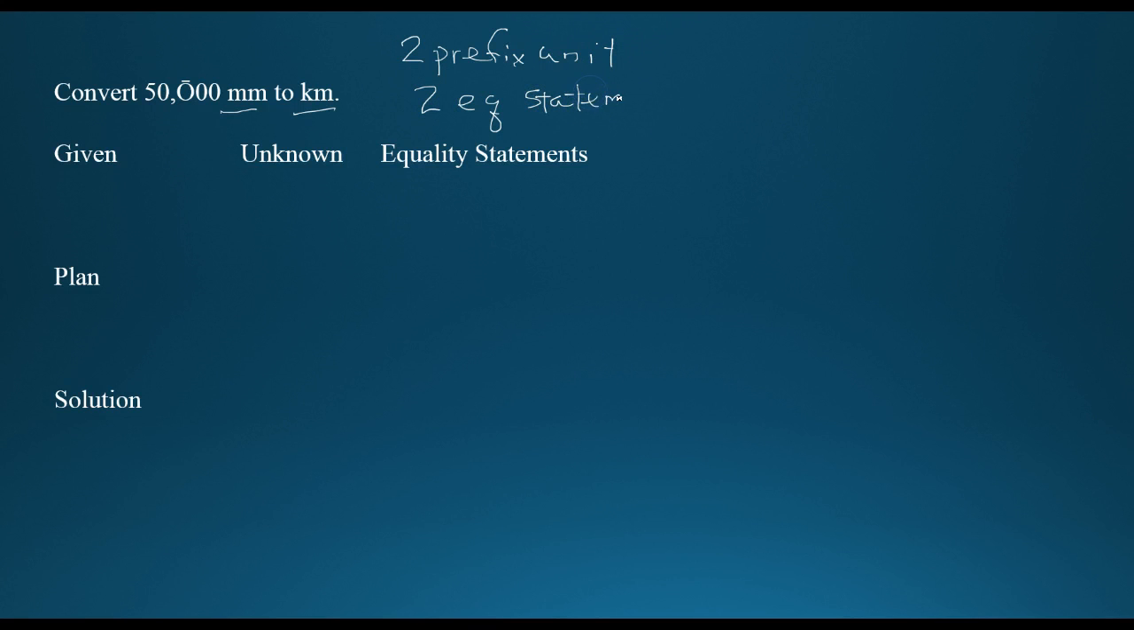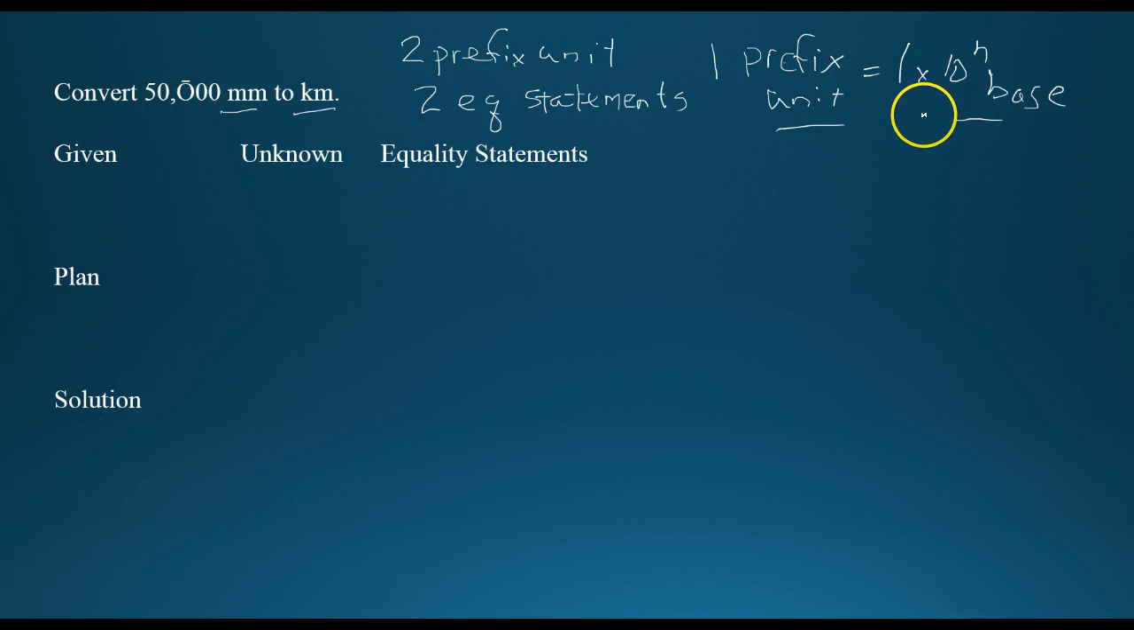And the reason for that is your equality statement always has a prefix. Remember, it's always set up as one of the prefix unit is equal to 1 times 10 to the nth power of your base unit. So your equality statement always has a prefix and a base unit, not two prefix units. So you're going to have two. So our given is 50,000 millimeters. Line on top of that second 0 tells us that second 0 is significant.